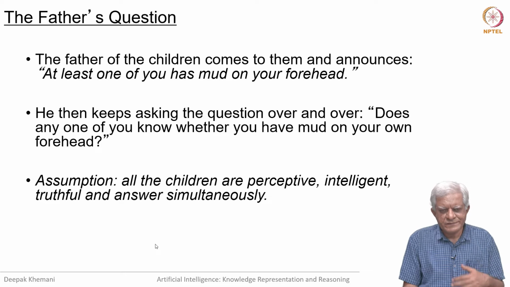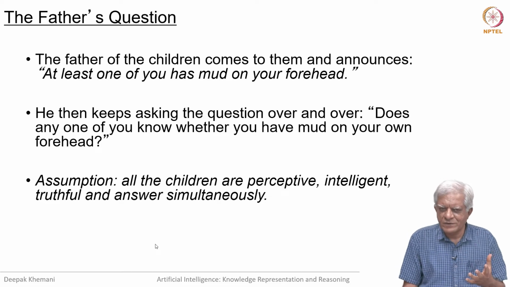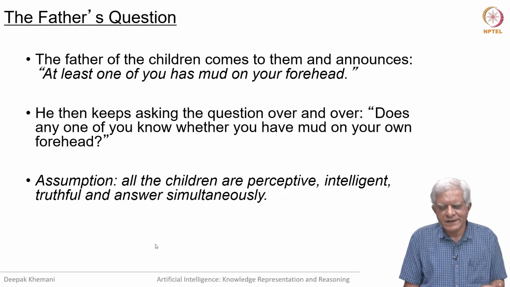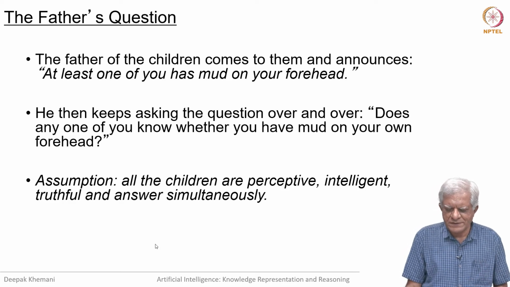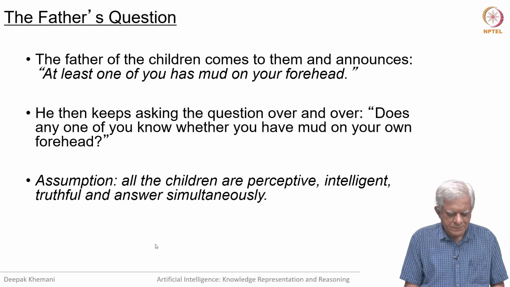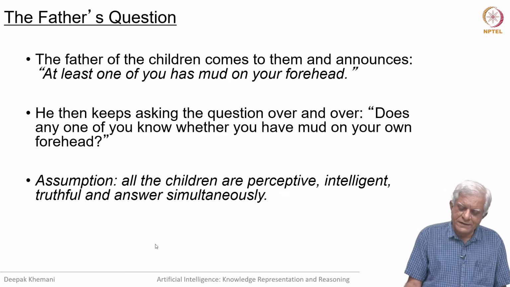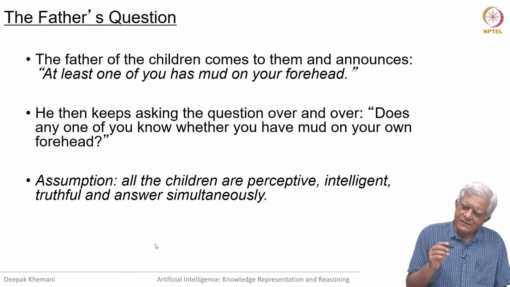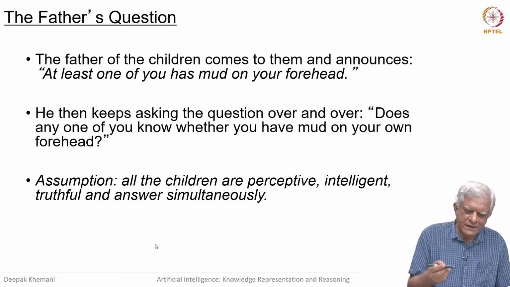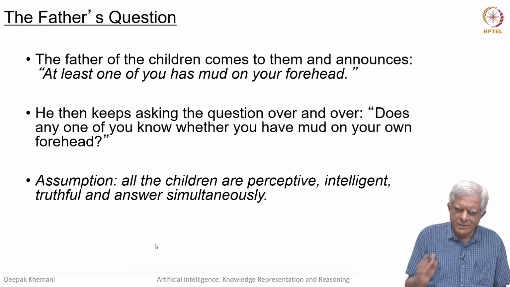So, if you were to ask how many of you have mud on their foreheads, and there were 3 of them, all 3 would raise their hands at the same time, or step forward at the same time, or whatever. That is the assumption, and that they are perceptive and intelligent, so that they can make all the inferences that we expect an intelligent agent to be able to make. Remember the puzzles that we had seen, you had to make some inferences there.